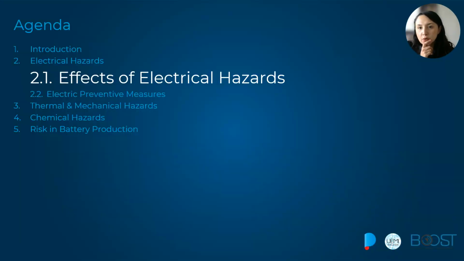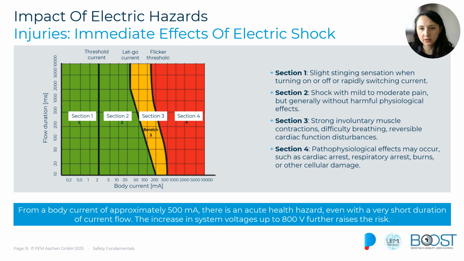Now let's take a look at the effects of these electrical hazards, and how they affect people, the property, the environment, and so on. As we explained before, the electrical shock will have an immediate and very dangerous effect on the human body. This figure over here helps us detail what happens when the current flows through the body and how it will affect us. It shows us the relation between the effect on our body and the intensity and the duration of that current.